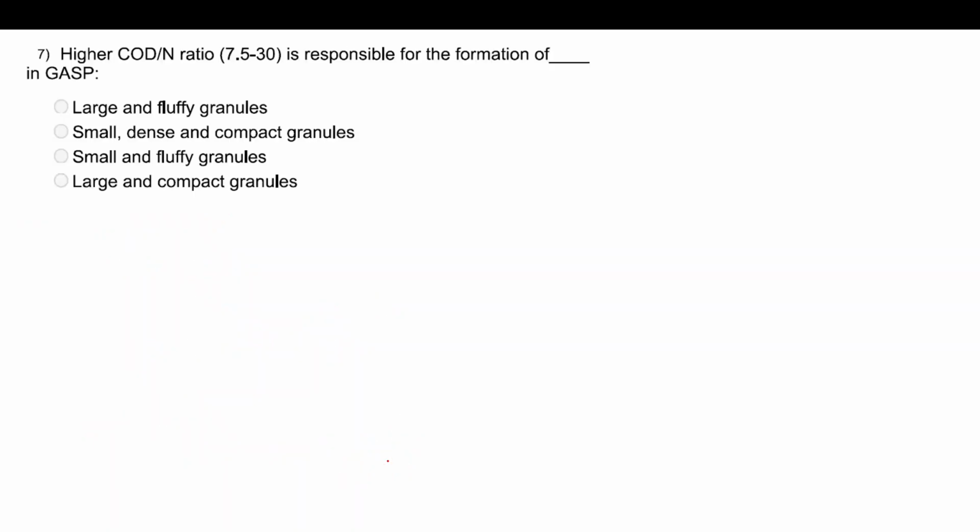Next question is higher COD to nitrogen ratio 7.5 to 30 is responsible for the formation of dash in granular activated sludge process. So here large and fluffy granules will be produced. So for granular activated sludge process to have small and fluffy.